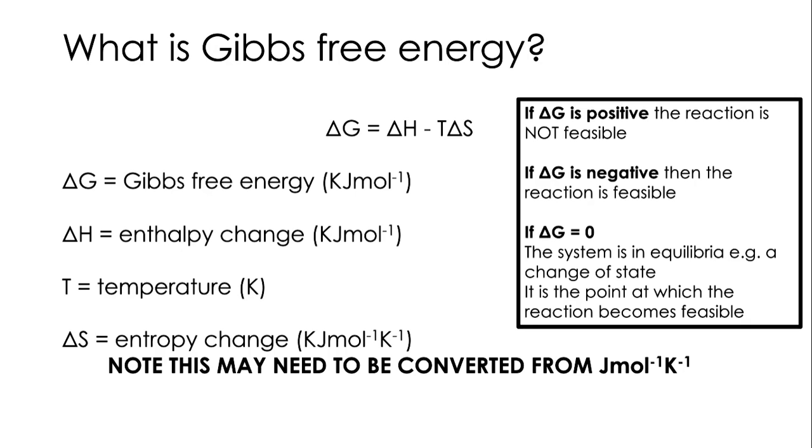It might be for a chemical reaction, but it also could be for a change of state. If you have water evaporating to give water vapor, for example, then at the boiling point, where it's boiling and evaporating, that's going to be in equilibrium, because you'll have some water evaporating, but you'll also have some steam condensing. And at that point, the Gibbs free energy is 0. It's also the point at which the reaction becomes feasible, but we'll look at that later.